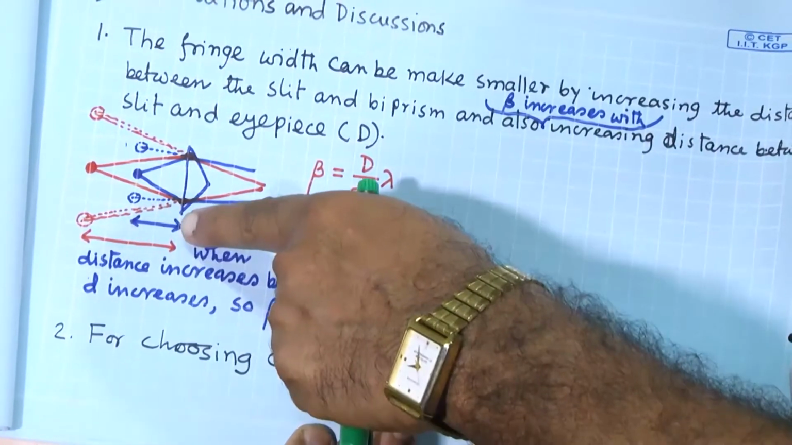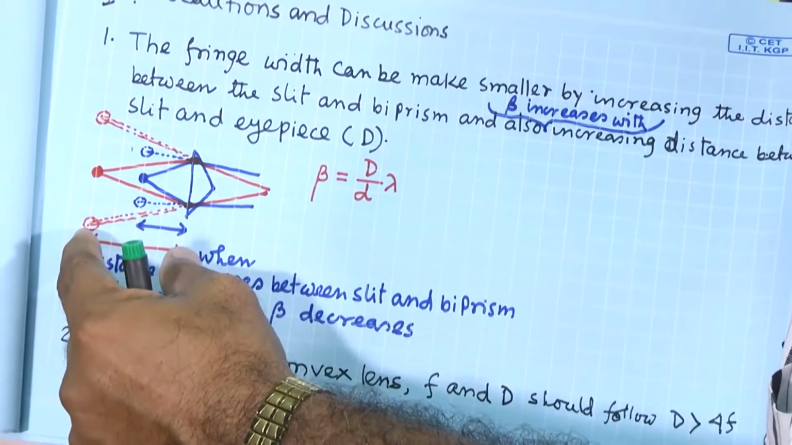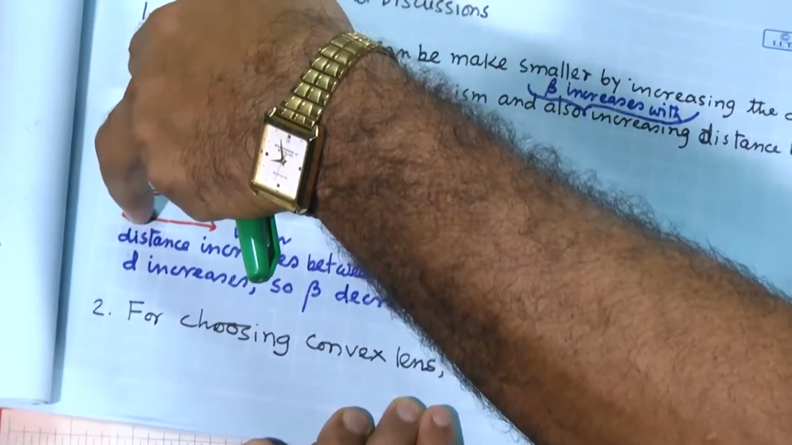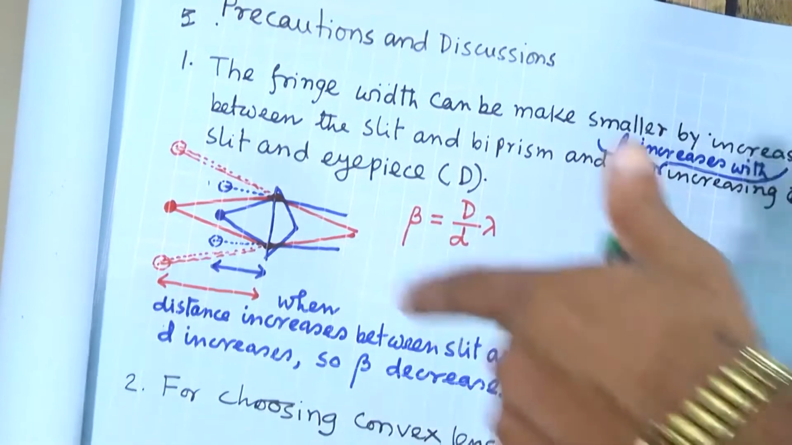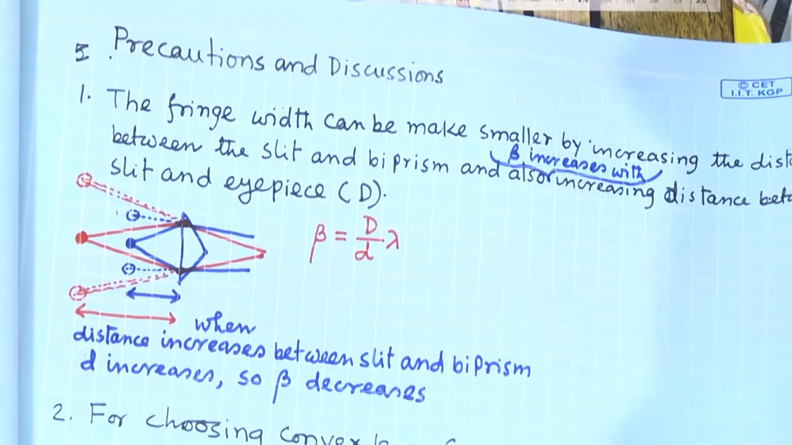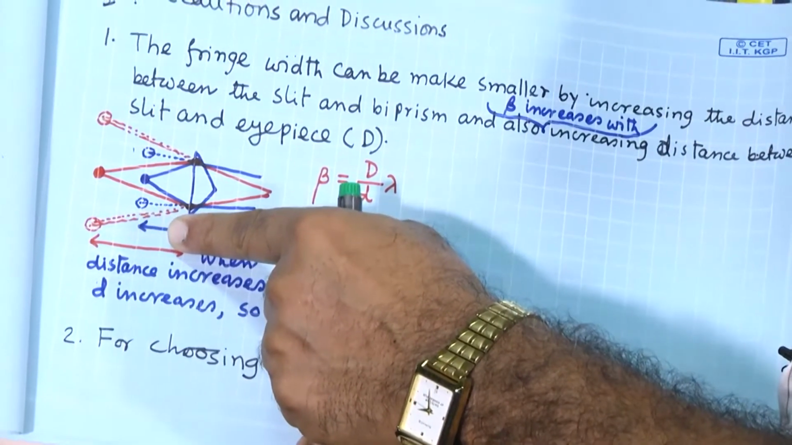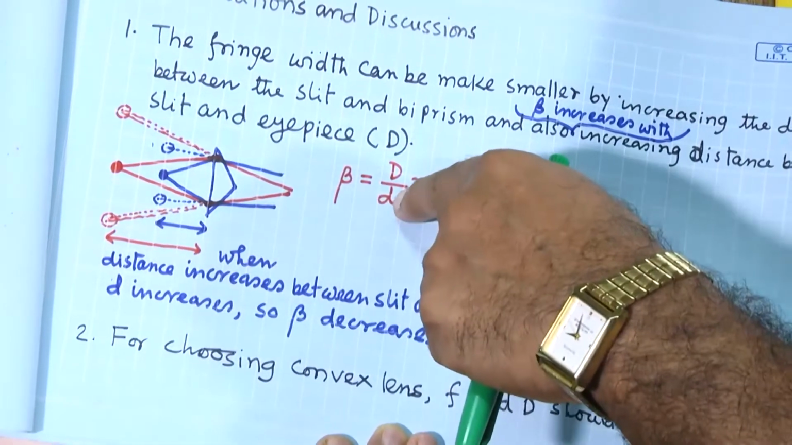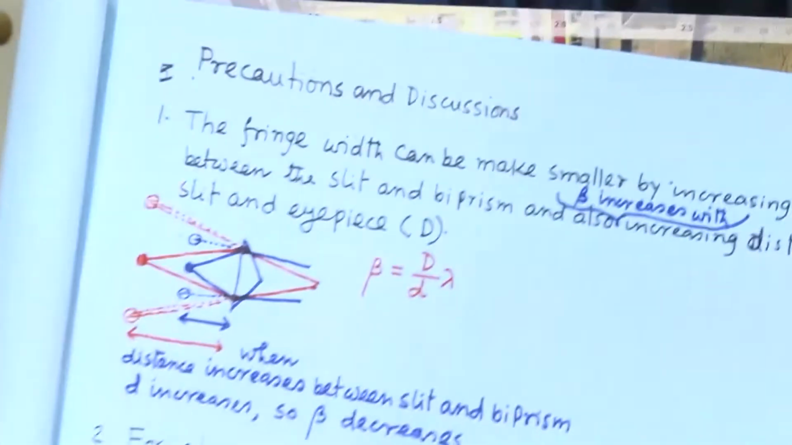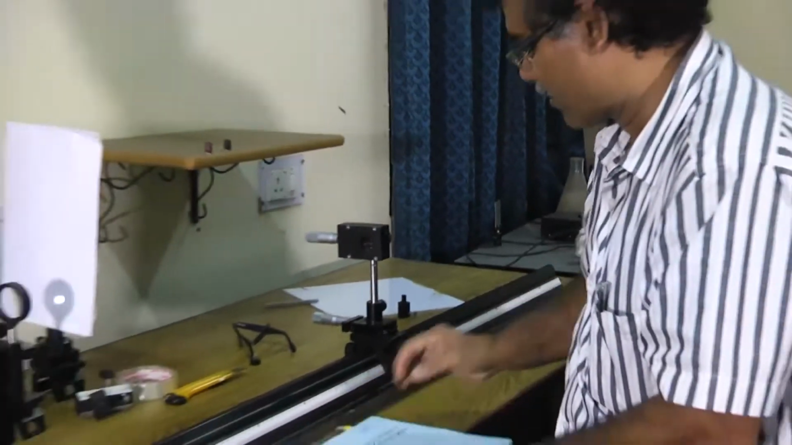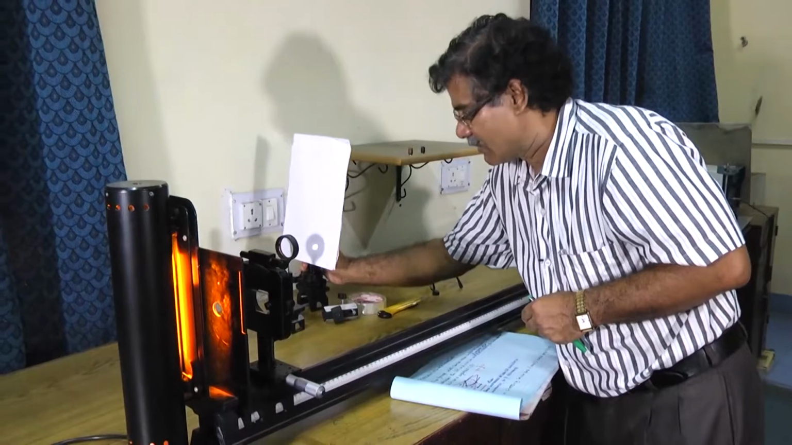Okay. If the distance between the slit and biprism increases, the d value will increase; you can see that separation will increase. If this distance is smaller, then the separation, this d, will be smaller. So let me demonstrate whether we can see this phenomenon on the screen or not. Let me try. I don't know, I have not seen it earlier.